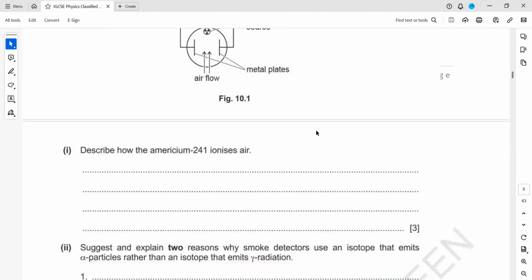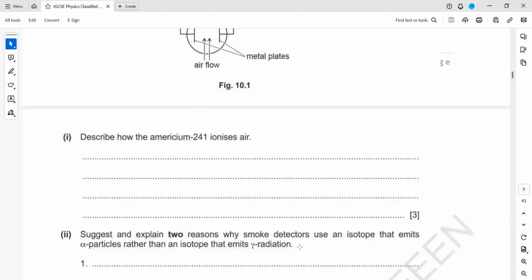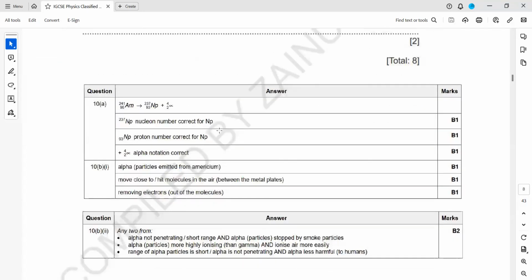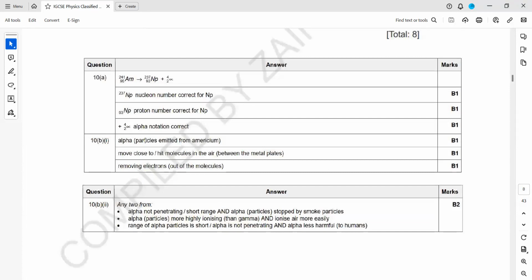Then describe how americium ionizes air. This is about how ionization can occur in air. The sample answer gives the reason: alpha particles emitted from americium collide with or hit the air molecules and knock out an electron. 1 mark: alpha particle is emitted from the source. 1 mark: it collides with an air molecule. 1 mark: it knocks out an electron.